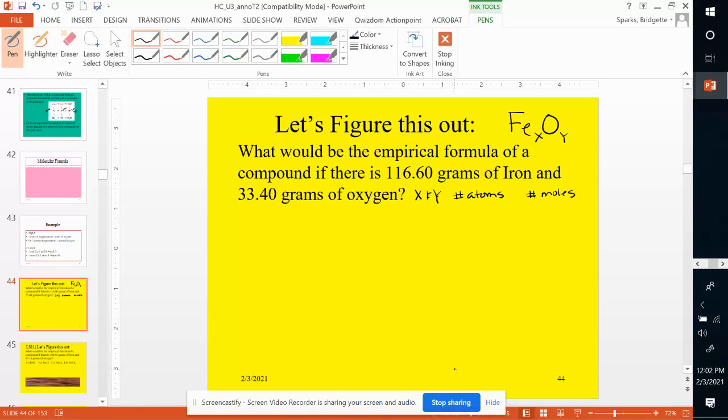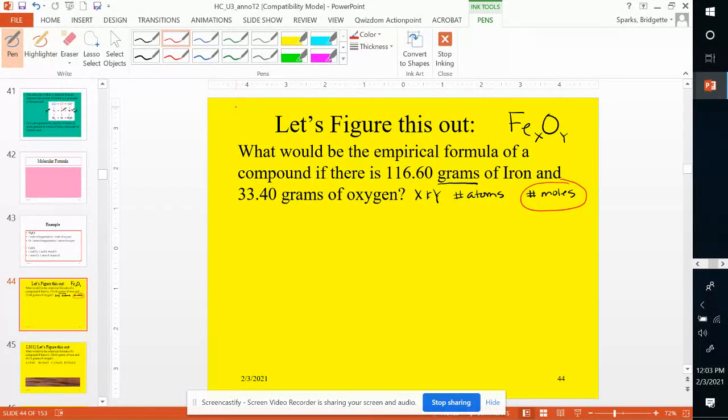And so think about it. What would make the most sense? If we're giving grams of iron and oxygen, then which of these quantities would make the most sense to consider to find the ratio of X to Y? Yes, you guessed it. We should be talking about it in number of moles. And so that's what we're going to do.